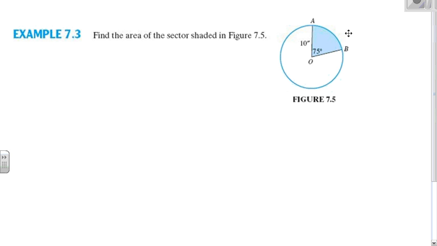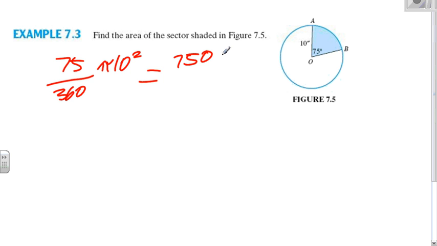To find the area of the shaded sector, we know the radius, we know the measure of the arc, or in this case central angle, which tells us the measure of the arc. So it's 75 out of 360, 75 degrees out of the whole circle, 360, times the area of the whole circle, which would be pi times the radius squared. Multiply that out, that's 7,500 pi over 360.